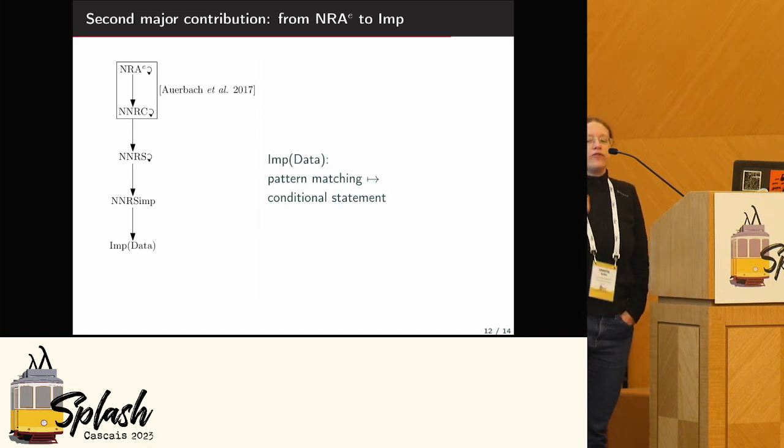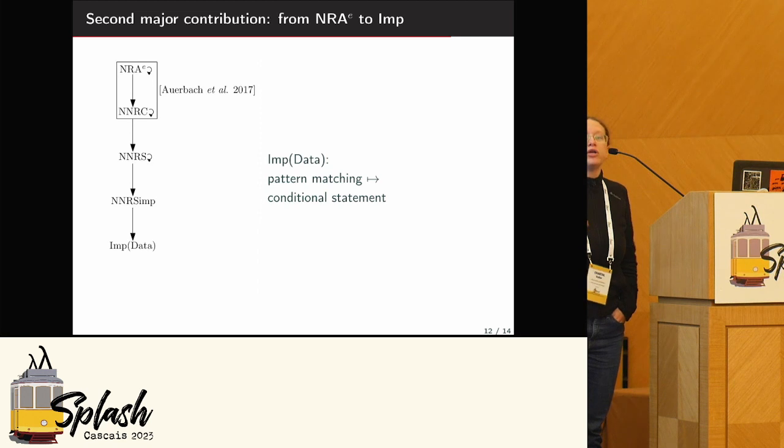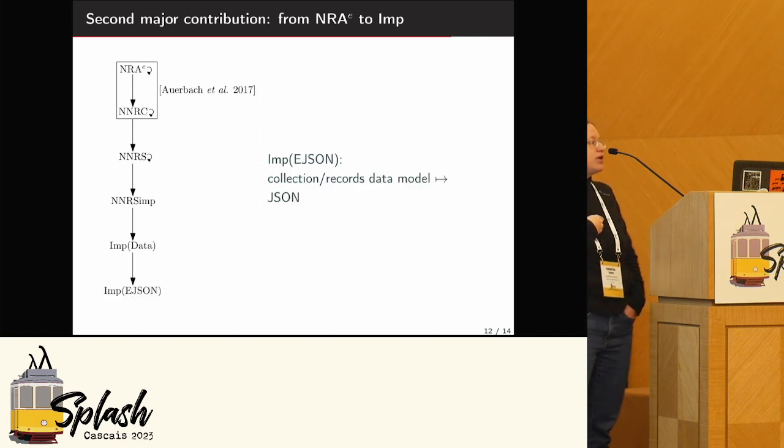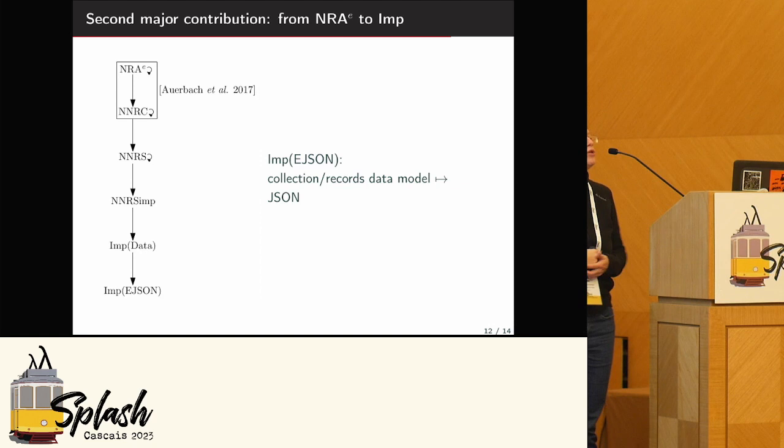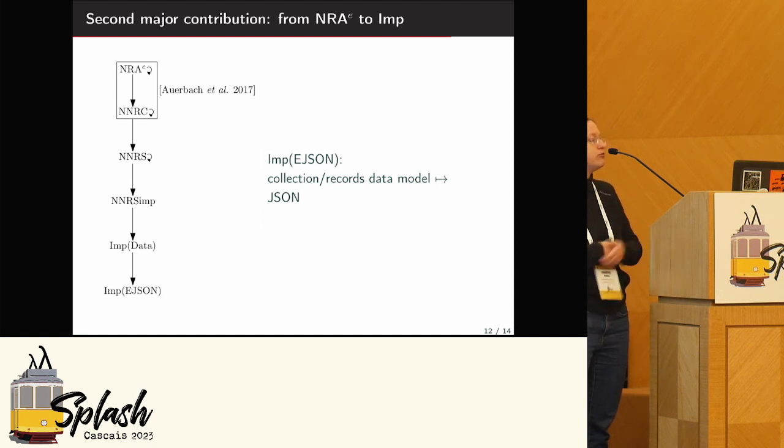But it's not the final step, because in all this chain, the data model is abstract, so it means that we can plug any data representation that we want. And this is the last step. We choose to implement a JSON data representation. So we switch from abstract collections and records to JSON.